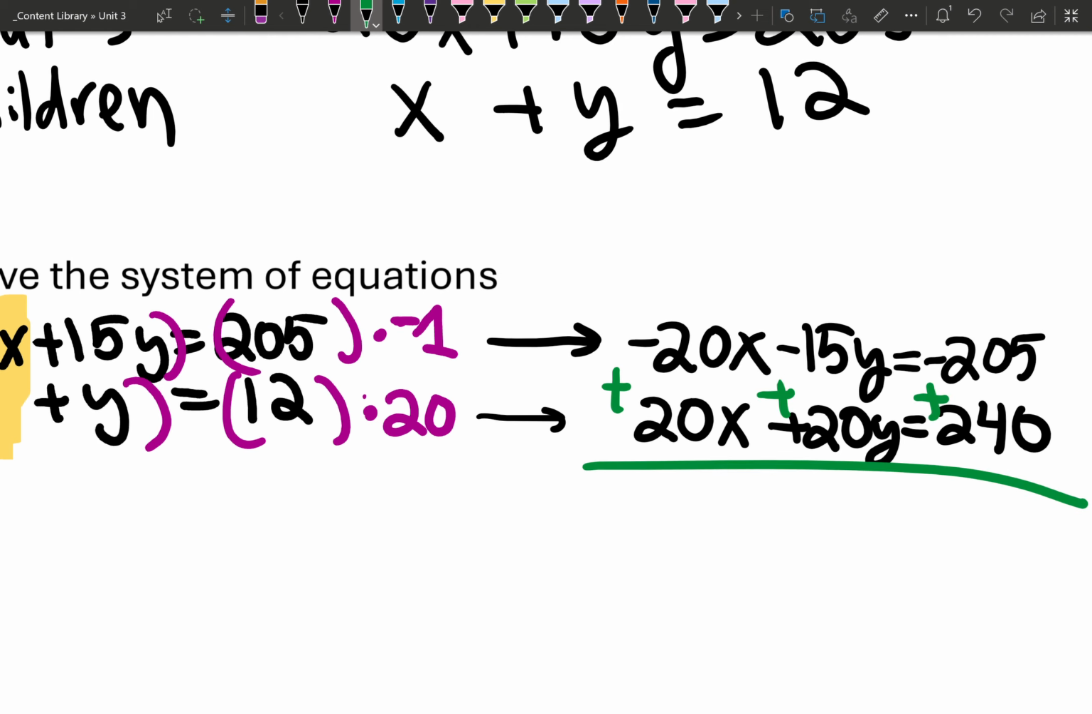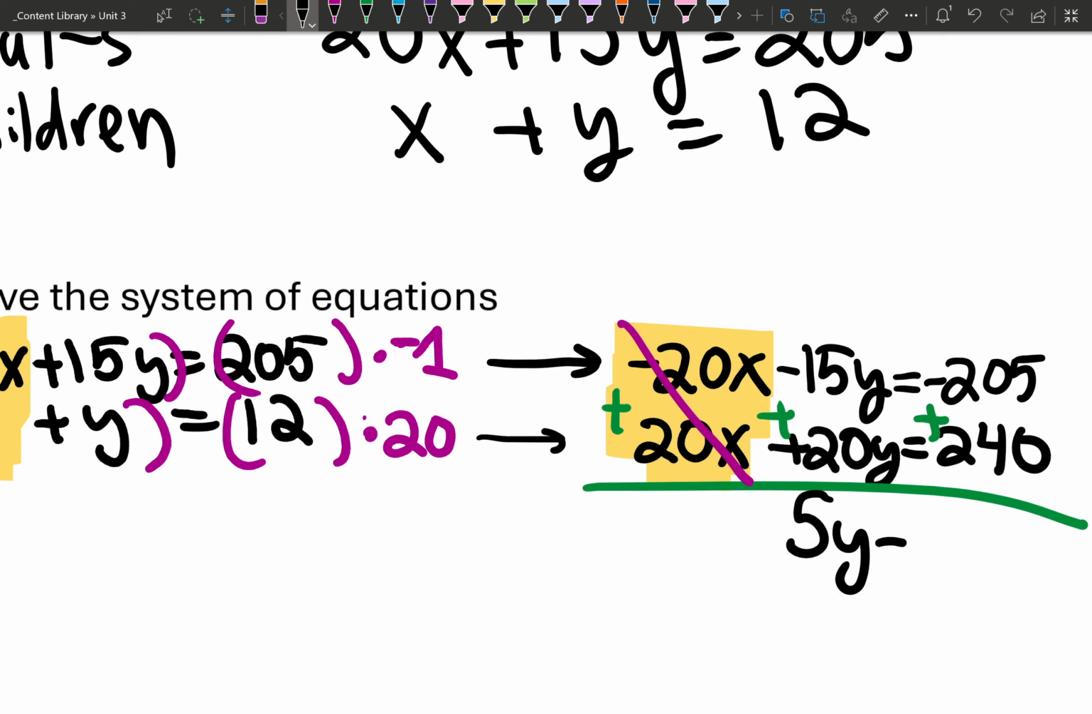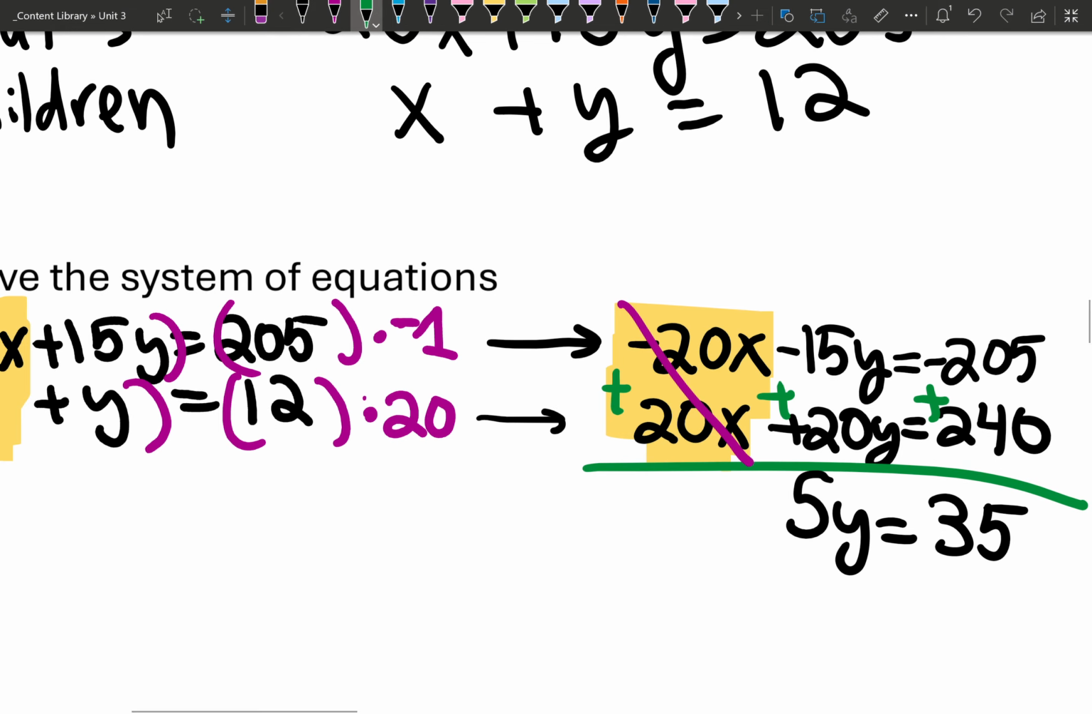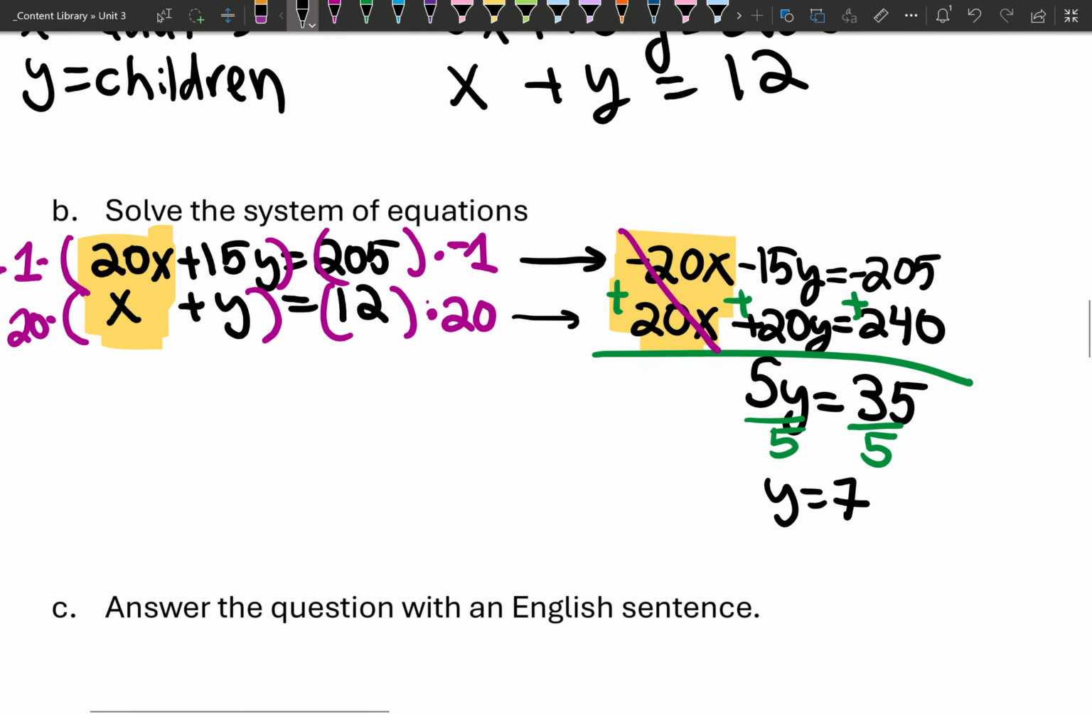All right. Let's see if it worked out with our x's. It did. They cancel. Fantastic. Now let's add. -15 plus 20 is 5y. -205 plus 240 is 35. And then all we've got to do to find y is divide by 5. Y equals 7.